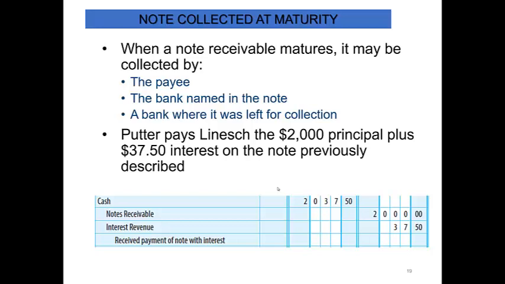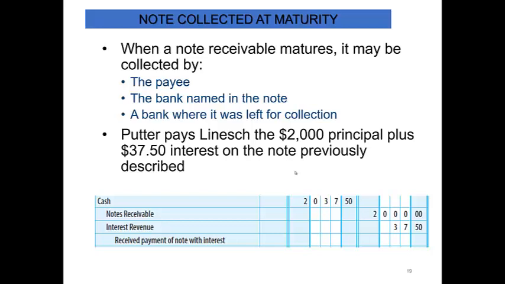Next, we'll look at the collection of a note at maturity. So when a notes receivable comes due, it can be collected by the payee, or it may be collected by the bank named in the note, or a bank where it was left for collection. Sometimes the payee, instead of collecting on the note, will ask the maker to submit that payment to a certain bank. In this case, Putter pays Lanesh the $2,000 principal plus the $37.50 interest owed on the note.